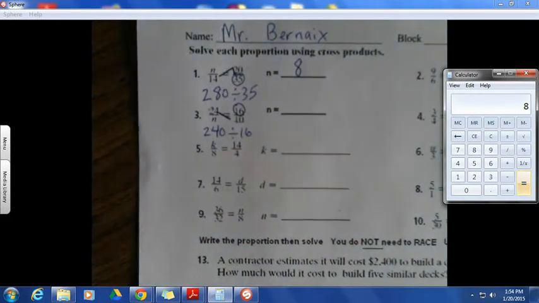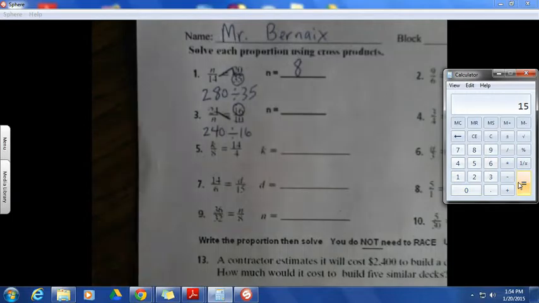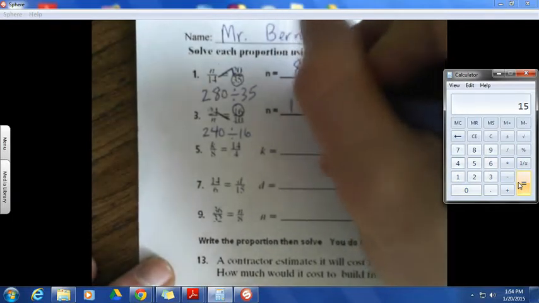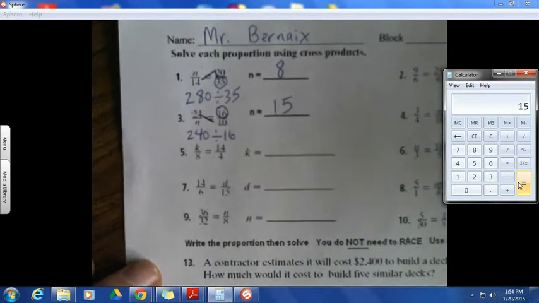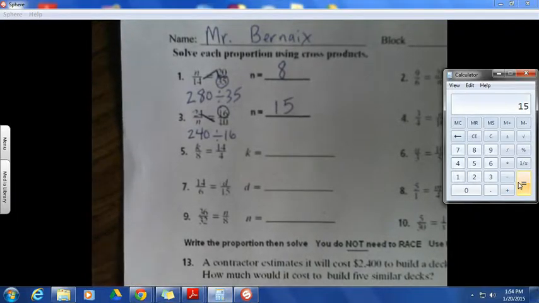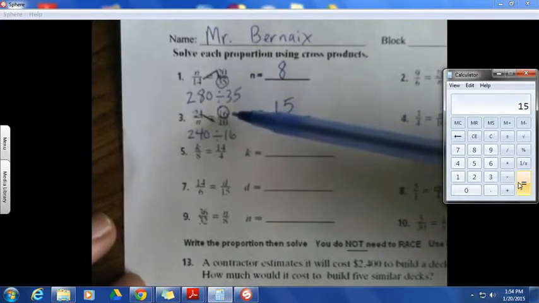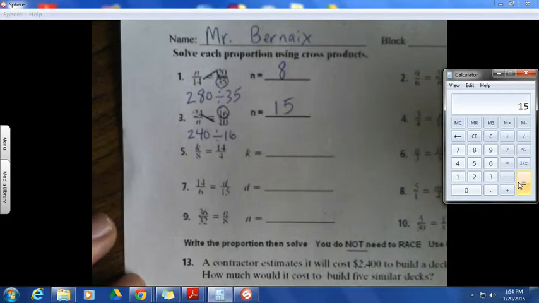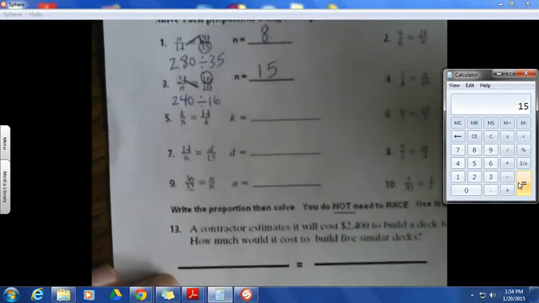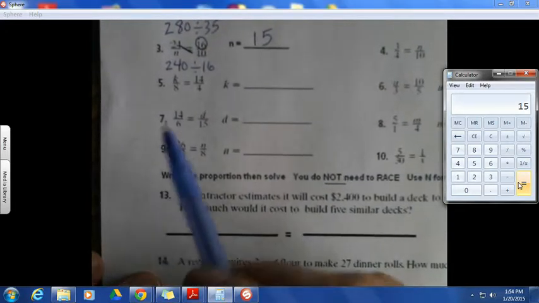240 divided by 16. So I get n equals 15. So 24 over 15 is the same as 16 over 10. So far, so good.